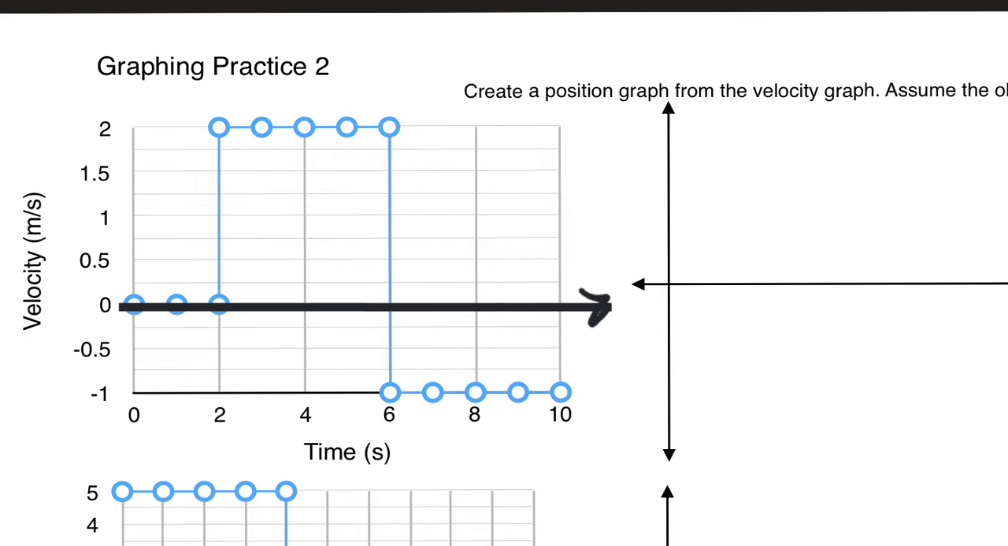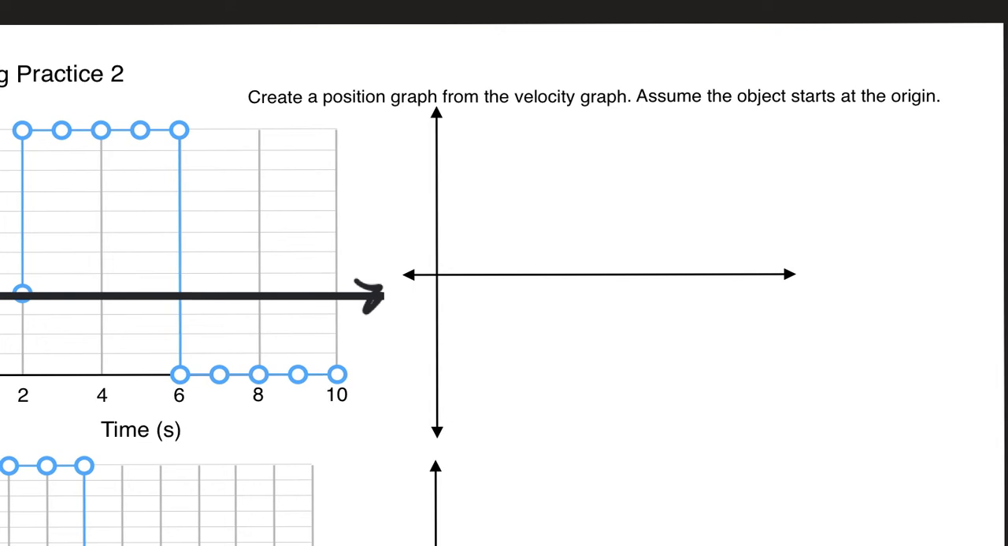But this one's pretty obvious because I see abrupt changes in the object's velocity. I'm looking at time equals 0 and noticing that we are observing the object over the span of 10 seconds, which means your position graph will also be an observation of the object over a series of 10 seconds. So the first thing you could do just to get started is to identify that the horizontal axis, 2, 4, 6, 8, 10, is going to be 10 seconds.